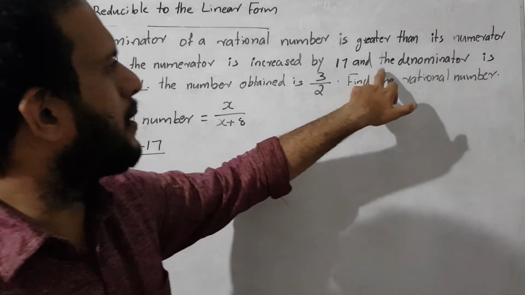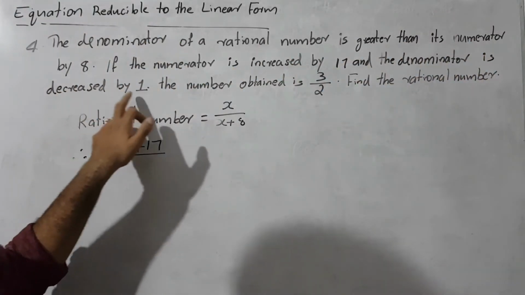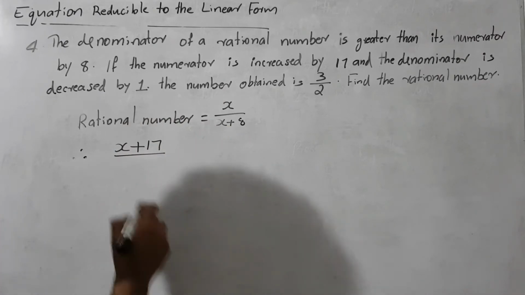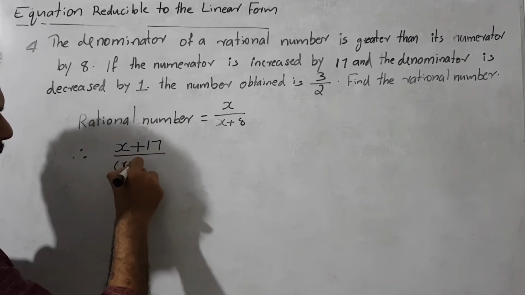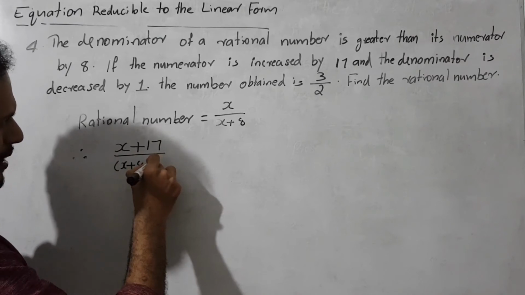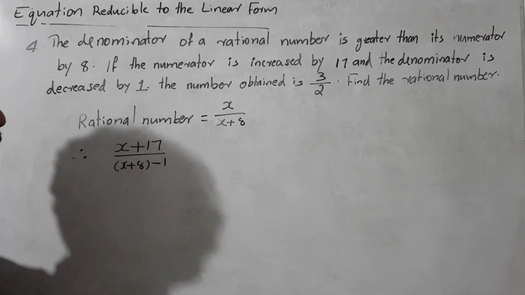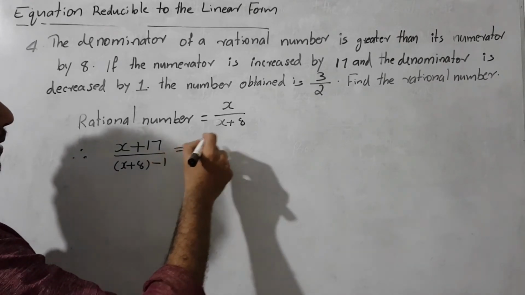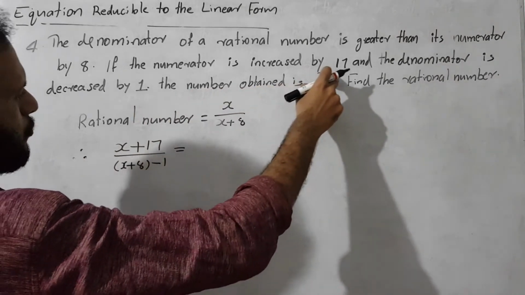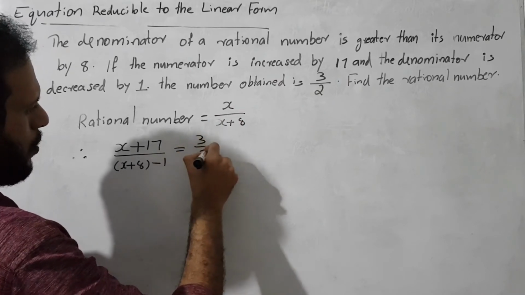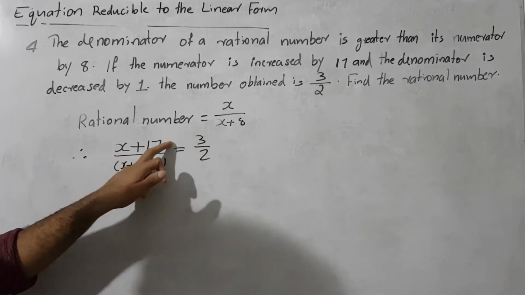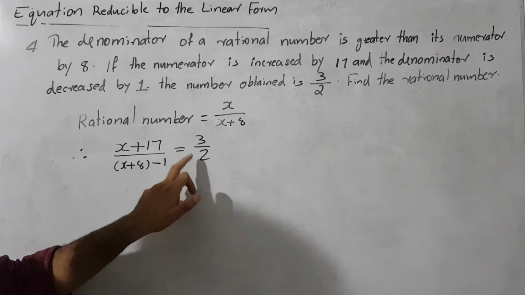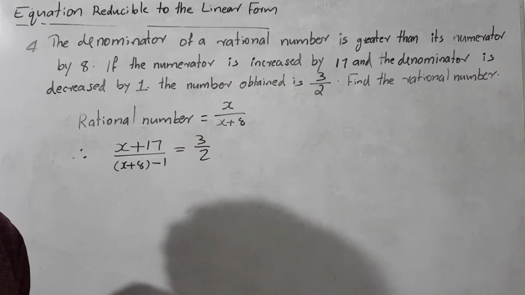What happened to the denominator? The denominator is decreased by 1. Now the denominator is x plus 8. Then x plus 8 is decreasing by 1. Correct? Is equal to what you get at that time: the number obtained is 3 by 2. So when the numerator increases by 17 and the denominator decreases by 1, the number obtained is 3 by 2.